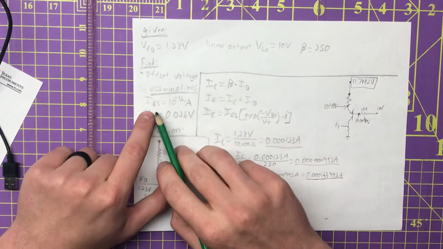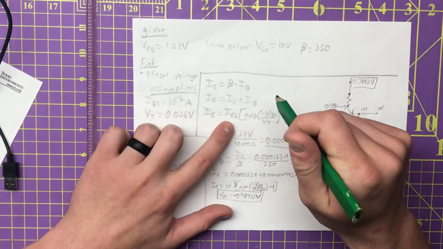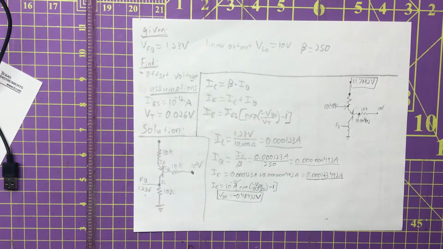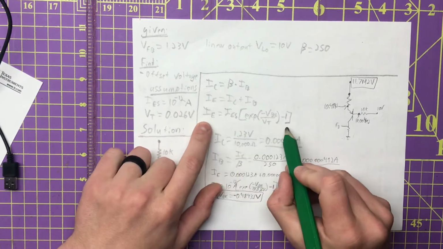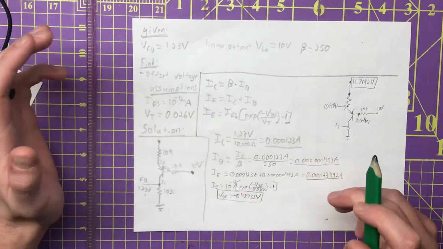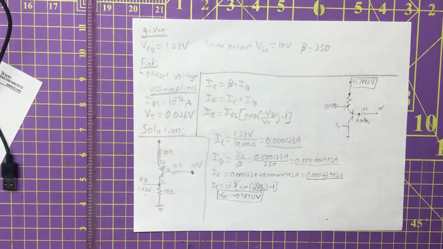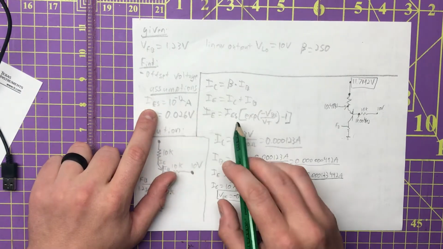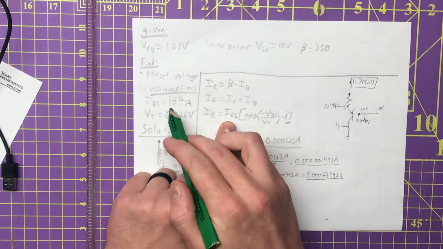My assumptions, IES, which is given in this, what is that called? The Shockley equation. Look it up again. Shockley. The Shockley equation, which is this guy right here. Basically, it's just the diode equation, I guess. So I'm told this IES right here, I'm assuming is 10 to the negative 12.